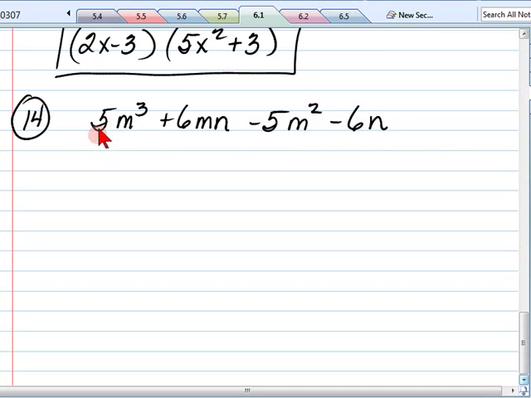Well, I look at all the terms, and I don't have a common factor to all of them, and I don't think you're going to find a problem in math lab where you do. So I'll say, well, there's four terms, so let me try some grouping. What is in common in the first group? Just letter M.